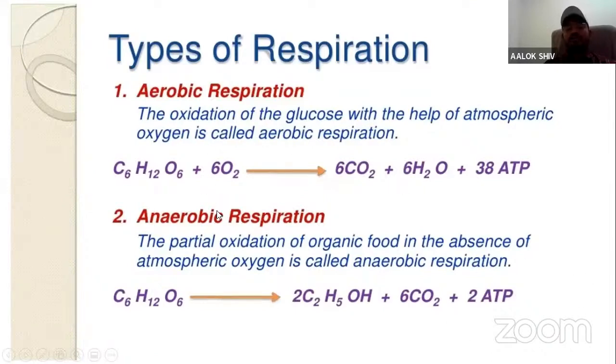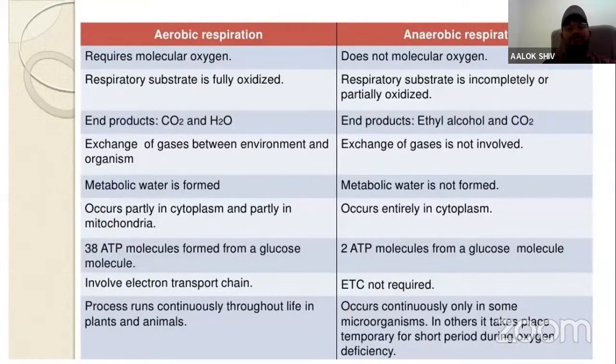So you have to remember two things. In aerobic respiration, there is a complete oxidation of the glucose. That's why there is creation of 38 ATP. While in anaerobic respiration, there is a partial or incomplete oxidation. That's why only two ATPs are generated. So this is the difference between aerobic respiration and anaerobic respiration.